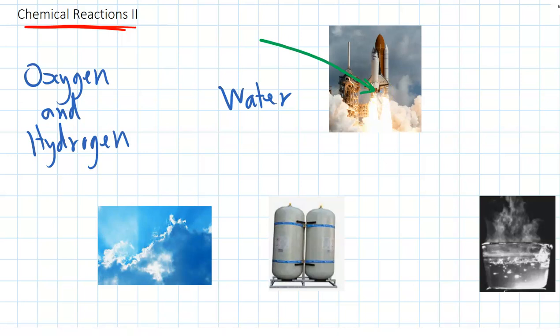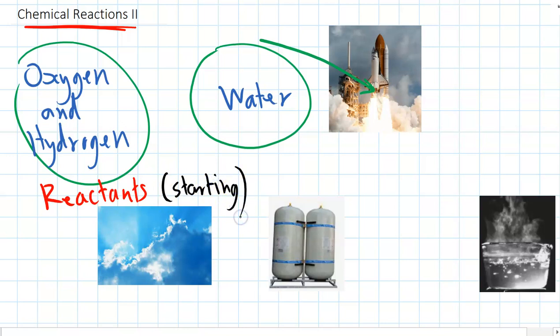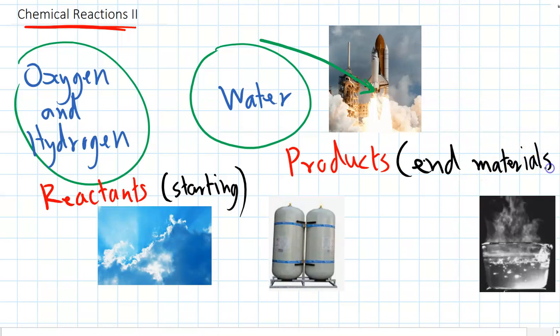But the main point is that we start off with oxygen and hydrogen, and then the final material is water at the end. And so when you're describing a chemical reaction, the starting materials are called the reactants. So they're the starting materials, and water in this reaction is called the product. So products in general are the materials you get at the end of a chemical reaction. So the end materials. So every chemical reaction has reactants and products. Sometimes there might only be one, like in this example, but often there's more than one reactant and product as well.